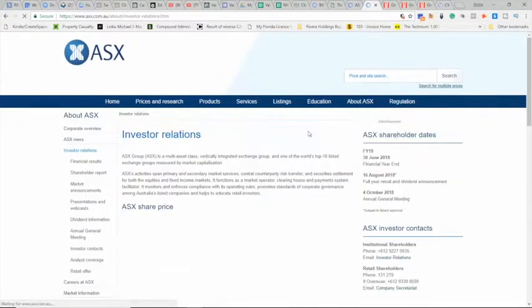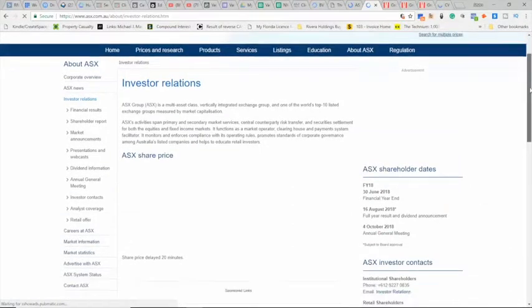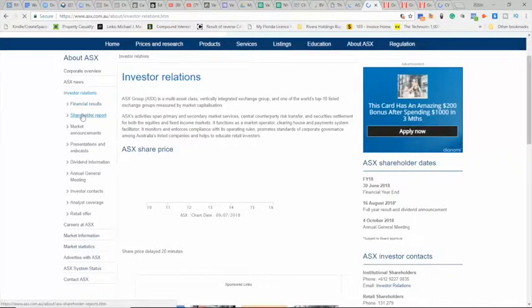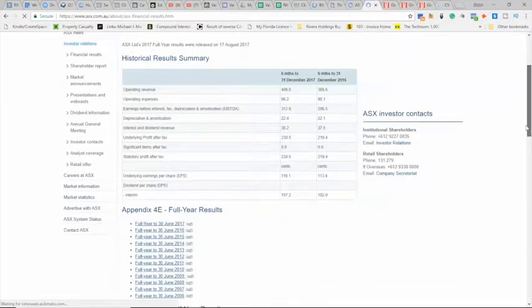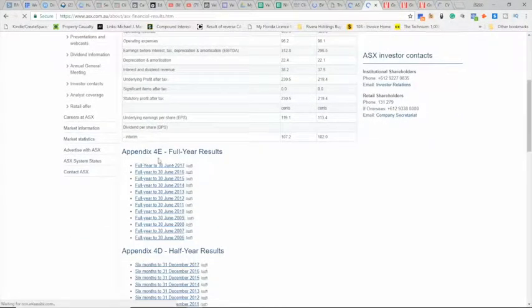And some of these websites make it incredibly difficult to find their financial statements. I don't know why, but okay, financial results, shareholder report, investor contacts. Let's open this one first. Okay, that's not what I'm looking for. Or is it? Okay, so yes, it is.